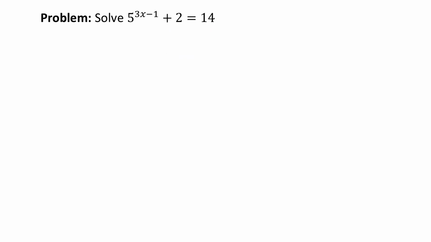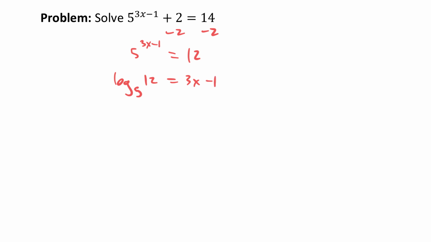All right, go ahead and pause the video and give this one a try. All right, assuming you tried it, we should subtract 2 from both sides. Then we can't get a common base, so we hit up the logs. This will give log base 5 of 12 equals 3x minus 1.